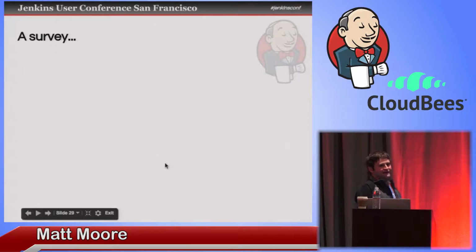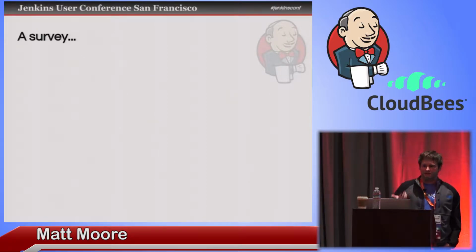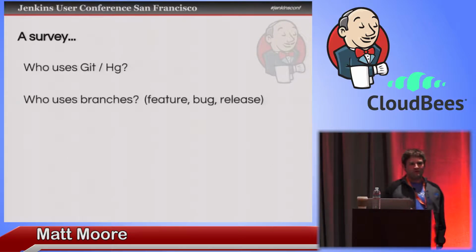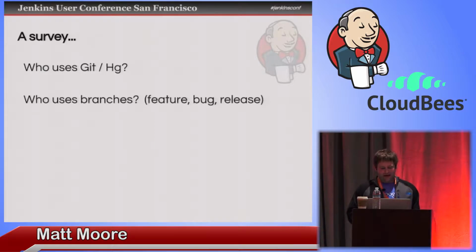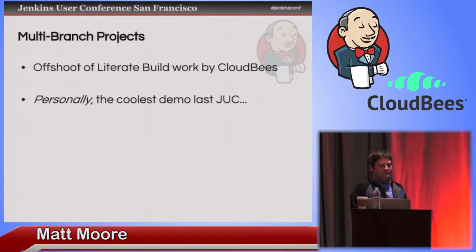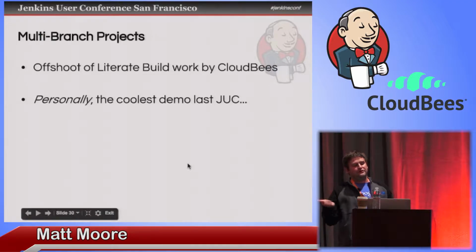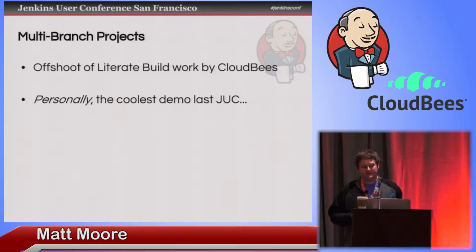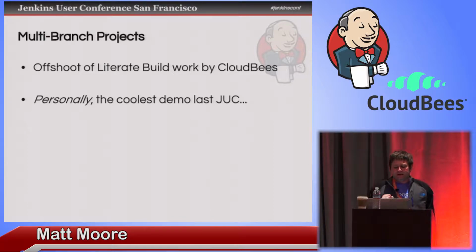OK, so the multi-branch support. So quick survey. I know a number of people have asked this before. How many people in here use Git or Mercurial? That's almost everyone. OK, so among you, who uses branches? Feature branches, bug branches, release branches? OK, good portion, right? So multi-branch projects. This is an offshoot of the literate build work done by CloudBees. It was part of the keynote at the last Jenkins user conference. I think it was one of the coolest demos at the last Jenkins user conference, and I was excited enough about it that I built this on top of it, right?